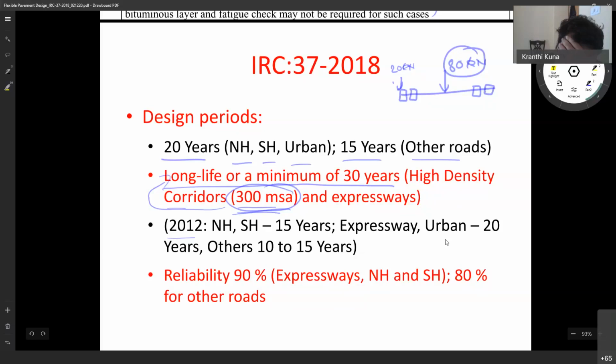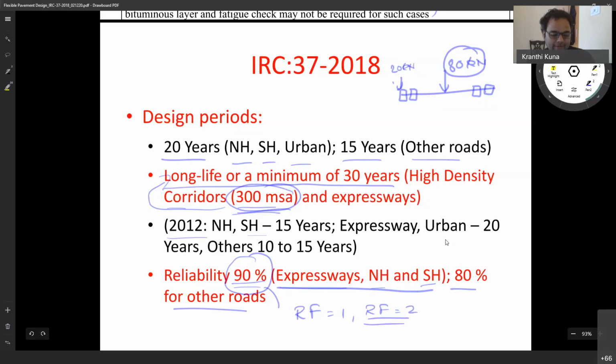In the 2012 version, these values are different, and I was talking about reliability. Okay, 90% reliability is for expressways, national highways, and state highways. We have to choose the 90% reliability equations. We also talked about reliability factors: a reliability factor of 1 for expressways and national highways, and 80% reliability equations, or a reliability factor of 2 if we are talking about the CTB equation, for other roads.